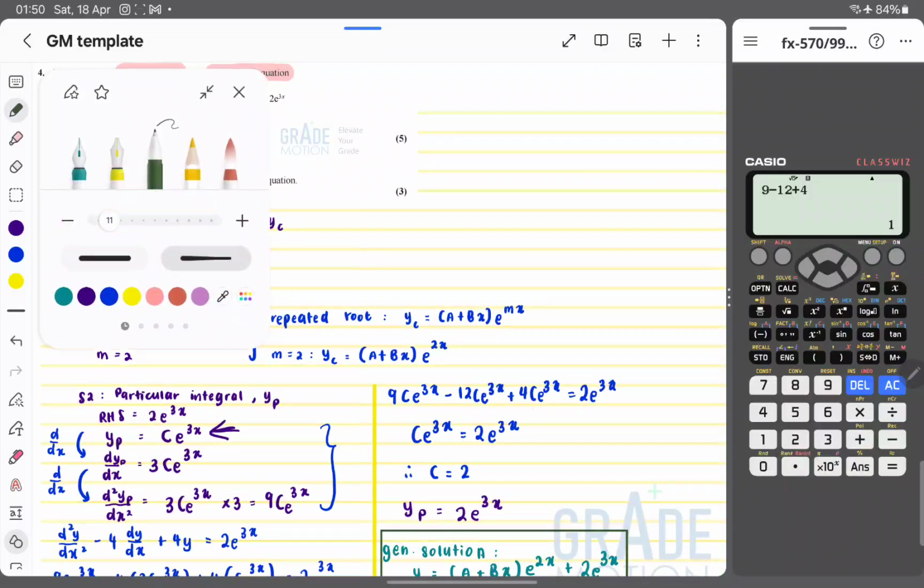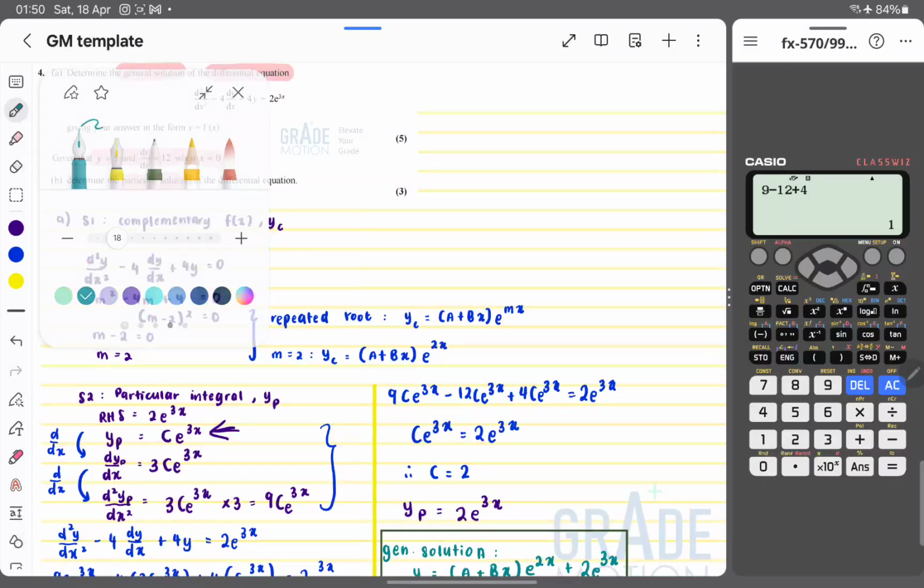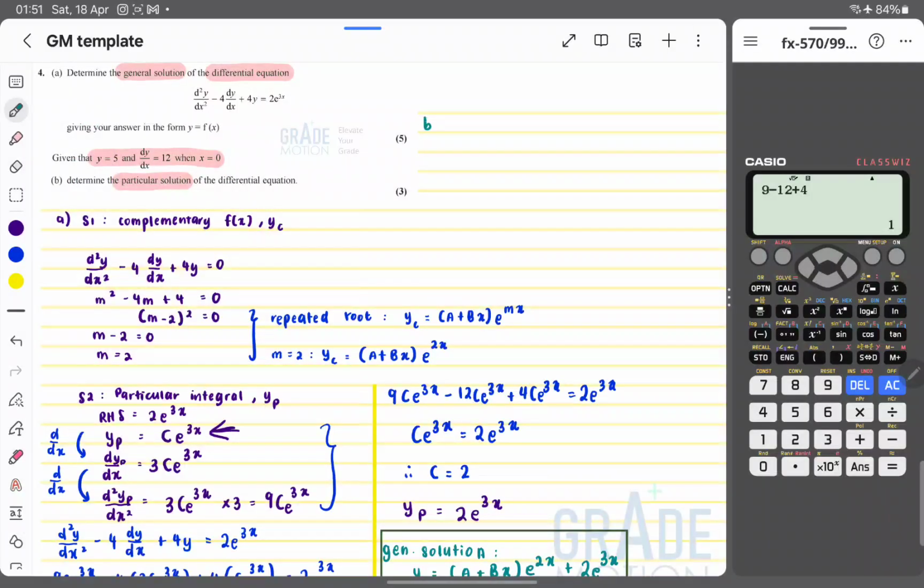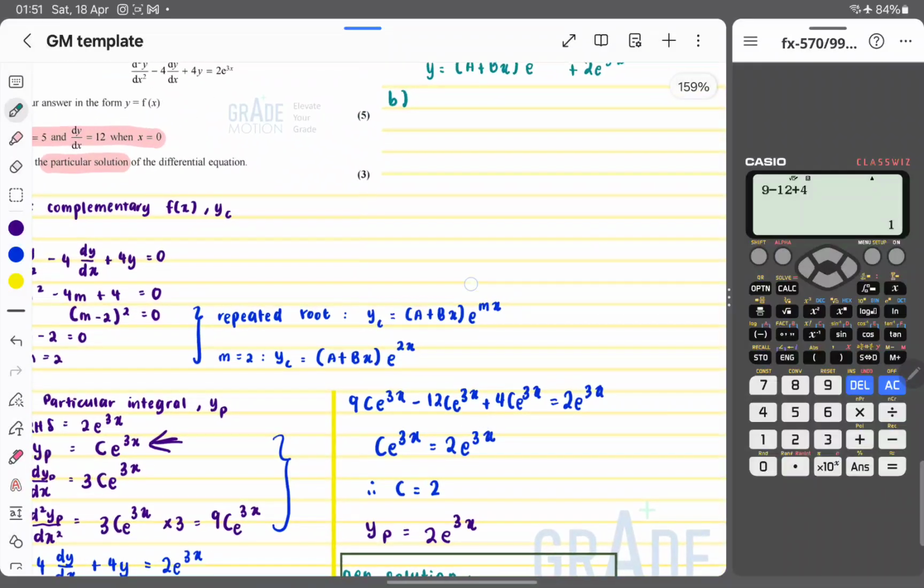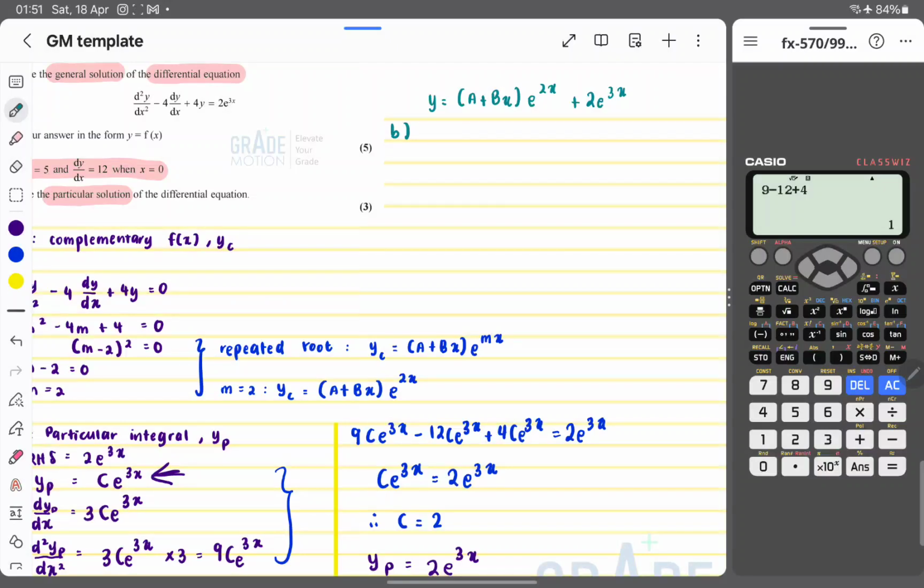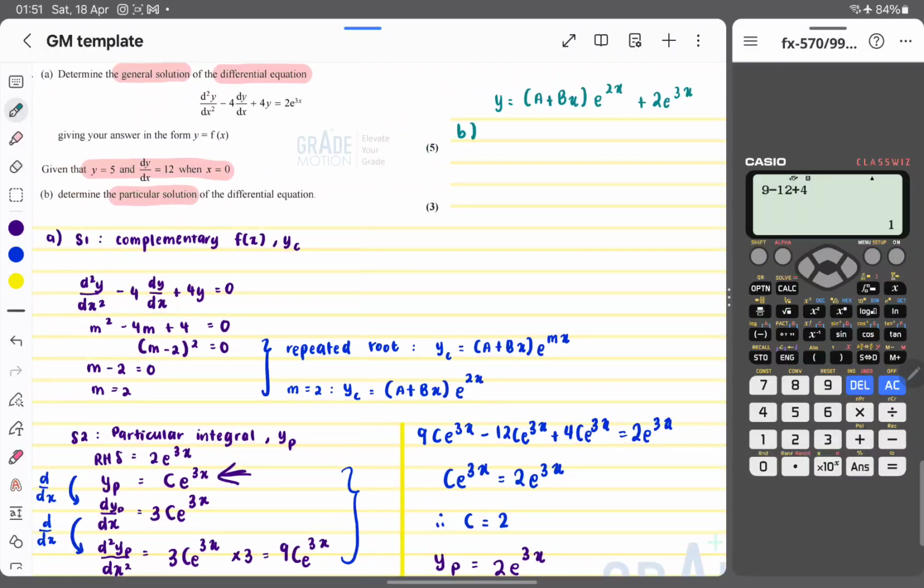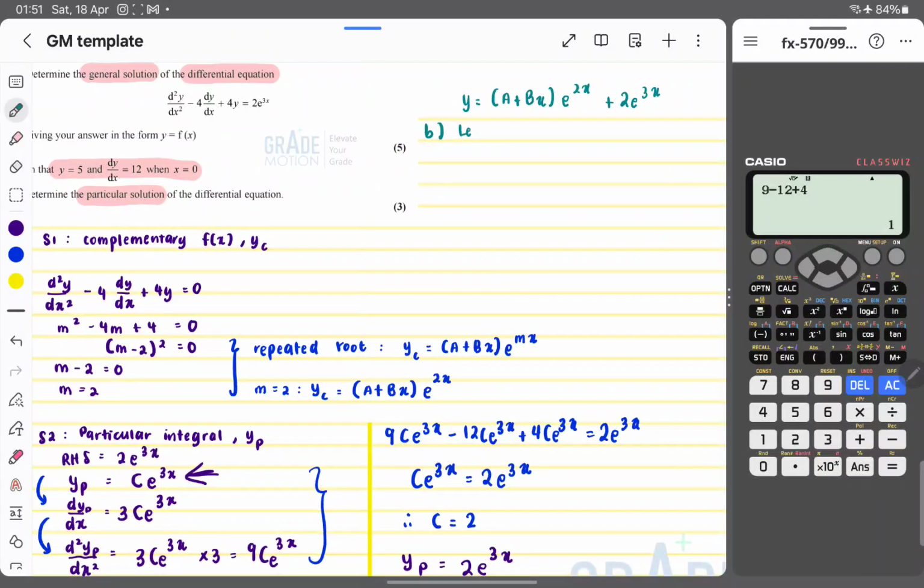Moving on to part B. They want us to find the particular solution. So let me just copy back this one. (a plus bx)e^2x plus 2e^3x. How do we do this? Okay, we just have to substitute our y and x. So let y equal 5 and x equal 0.